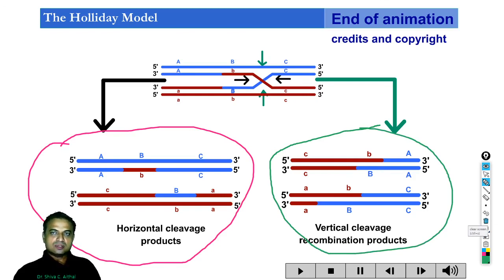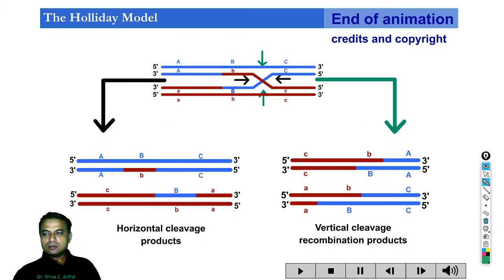So this is the Holliday junction model. Hope you have understood it. You can just rewind this video, pause it wherever necessary, and take down the notes. Remember, videos are meant for repeated viewing, pausing and taking down the notes. So hope it helps you to understand the general features of recombination. Thank you.